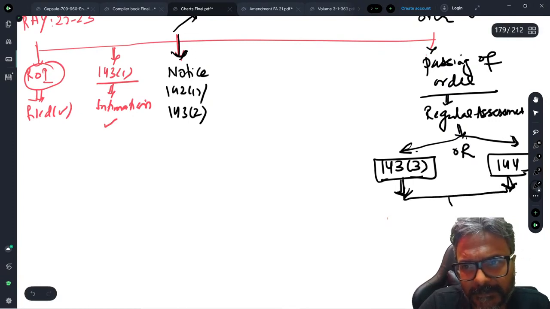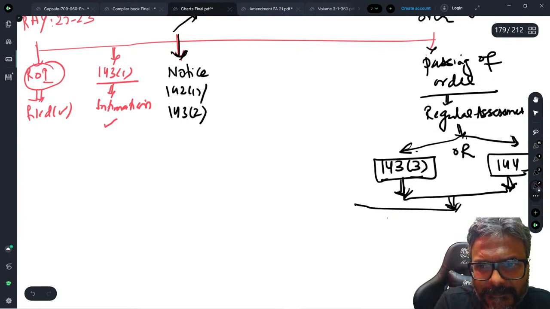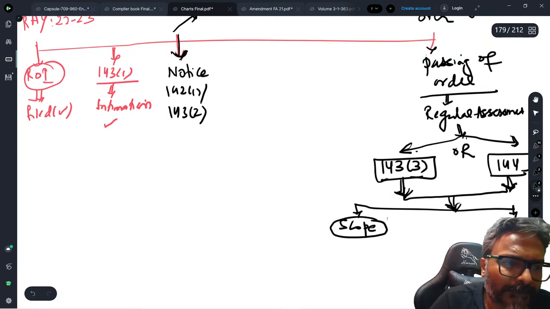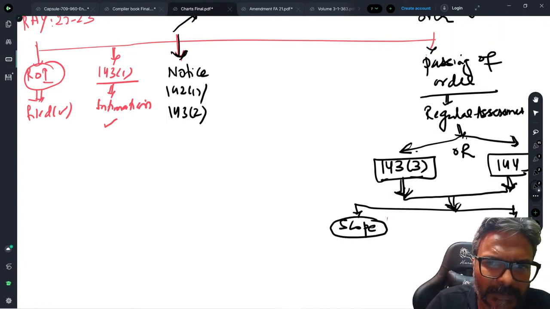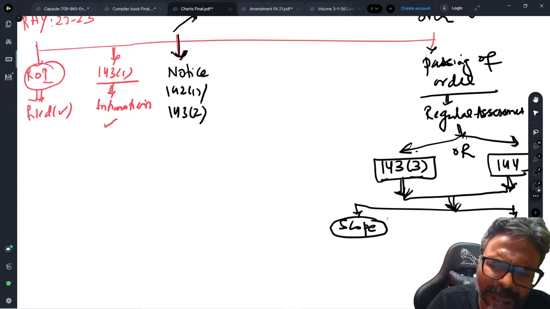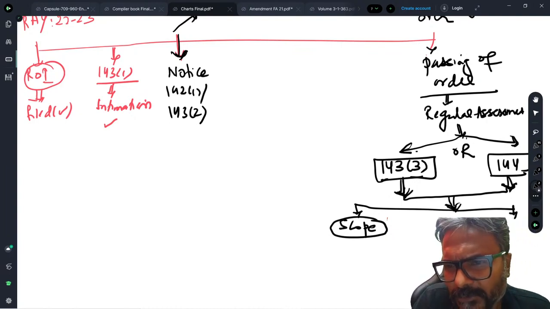Now if you see 143 and 144, what do we get over here? Be careful, students. Two things we get. One is the scope: what is the scope of the assessment? You will say, sir, we are not finding any link. Don't worry, give me a day's time. The link I'll share in the description box of this video. So here, the scope of the assessment, and the time limit.